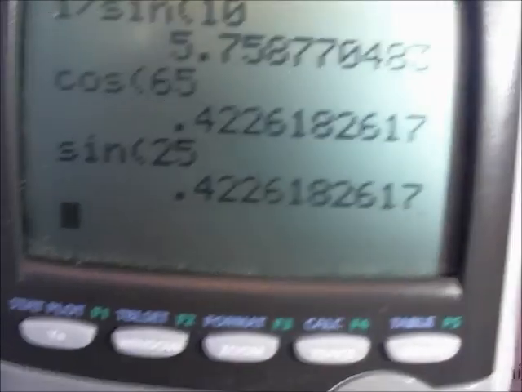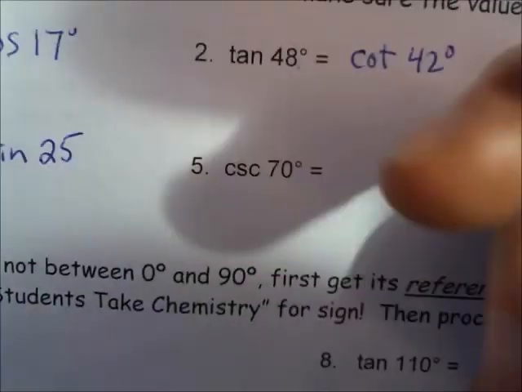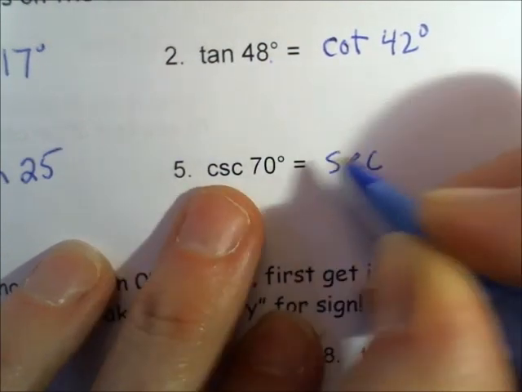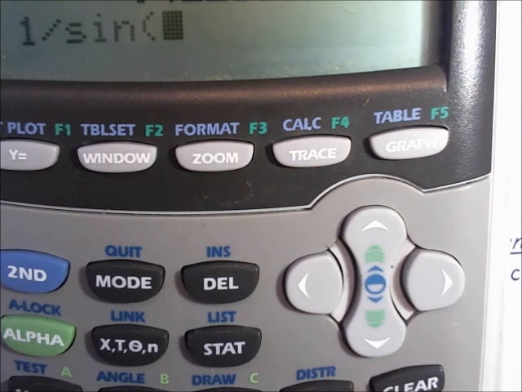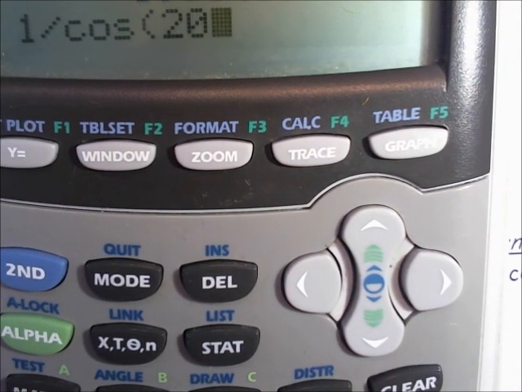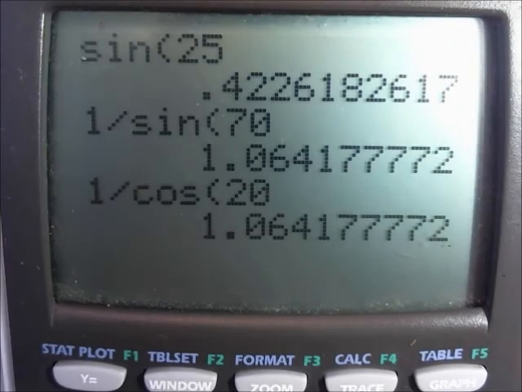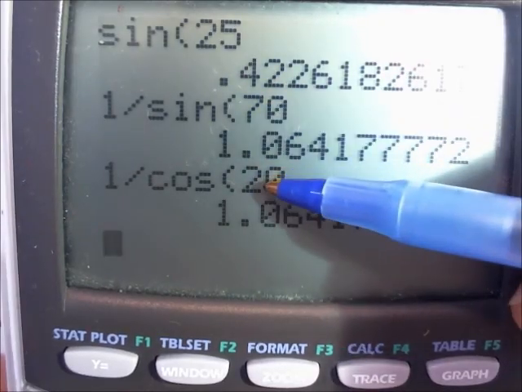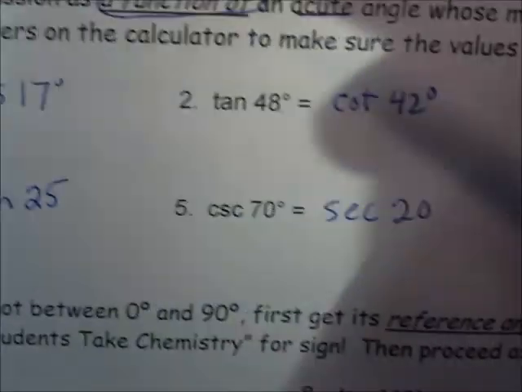Oh, look at that. They're the same thing. Next, cosecant. Well, that goes to secant. 70 goes to 20. 1 over the sine of 70. See if that's the same thing as 1 over the cosine of 20. Yep, they're the same thing. So there's your cosecant of 70, and there's your secant of 20.